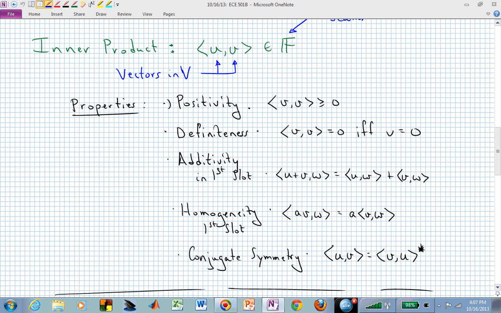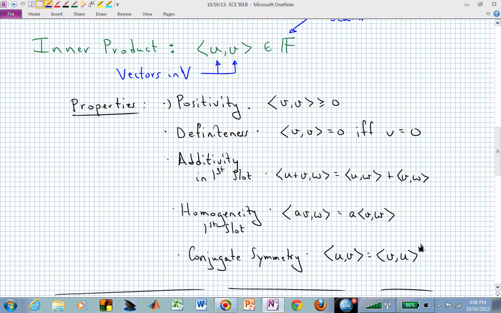And if you're creating an inner product, you need to make sure that each of these properties are satisfied for your inner product. One is positivity, meaning if you take the inner product with itself on a vector, that better give you a non-negative real number. That's what the greater than or equal to means. Definiteness, that means if you look at any vector v and form the inner product with itself, the only time that the inner product will give you 0 is when that vector itself is identically 0. That's the definiteness property of the inner product.